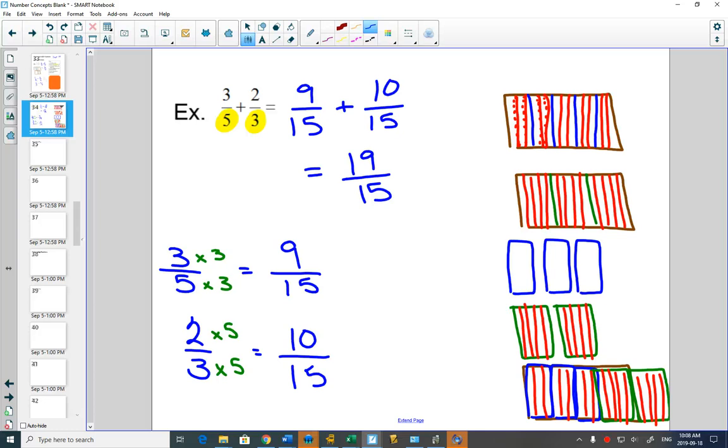Can you see that the 19 is bigger than 15? As soon as you take out 15 of those pieces, you get 1 full chocolate bar. How many pieces are left after that? 4 pieces are left. So we can say as a mixed fraction, our final answer is 1 4/15. We have a whole chocolate bar plus 4 extra pieces that are all the 15ths.